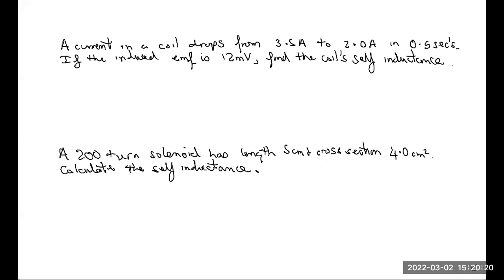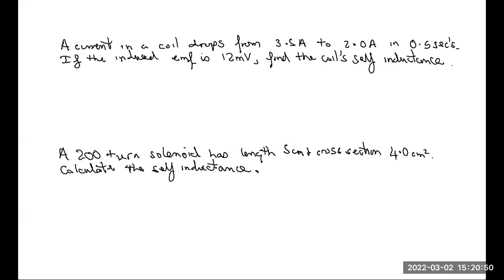So there's self-induction in the coil if the current is changing in the coil. The result of the self-induction in the coil is the appearance of an induced EMF in the coil. So the current changing is the cause and the induced EMF is the result. And we're going to use the relationship between those two to figure out the self-inductance.